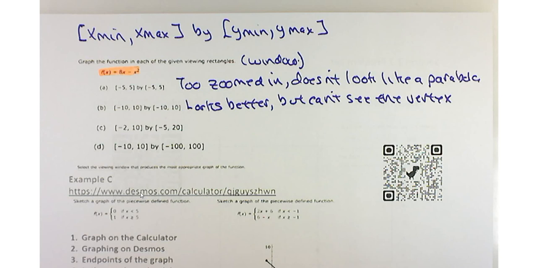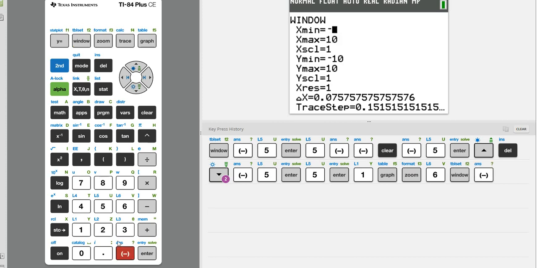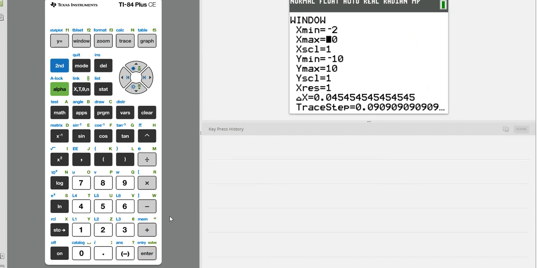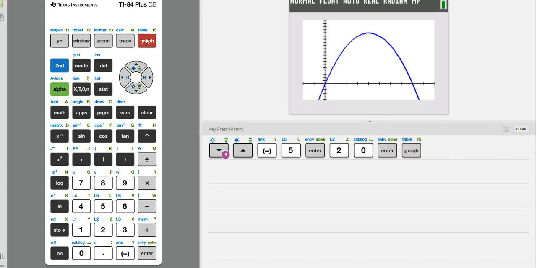So the next one was -2 to 10 and -5 to 20. So let's put those in. And we're going to have to do that one kind of manually. Make sure you use the opposite key on the bottom of your calculator to type in a -2. Don't type it in with a subtraction key. So -2 to 10, and then -5 to 20 on the y-axis. And that looks good. That looks pretty good. I like that one. This is the one.